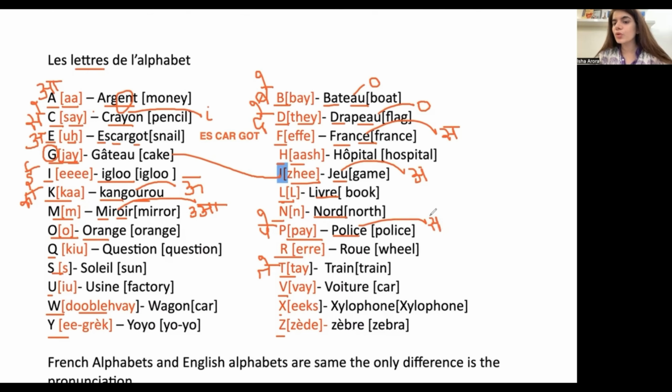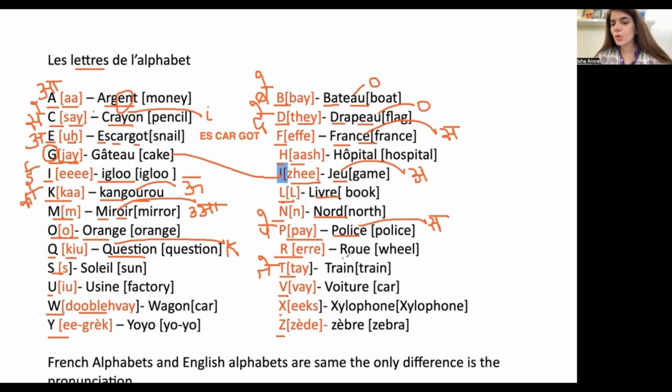Police. Next. Que, question. Question. So whenever you see that there is QU, you read it like K. Okay? K. So it's like question. Question. Next. R.